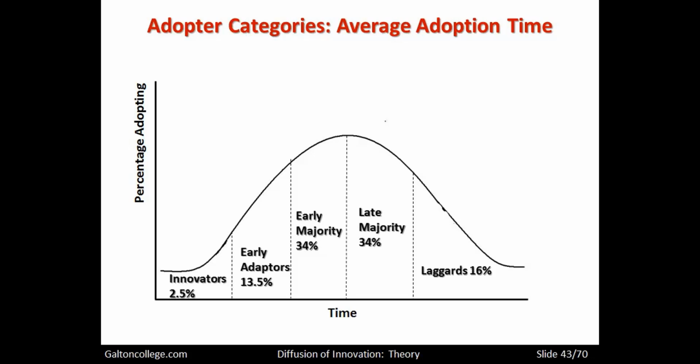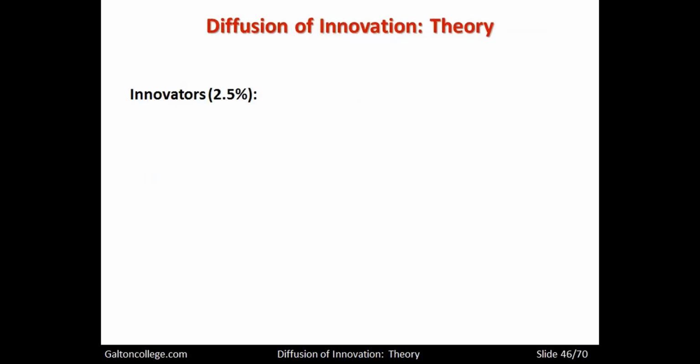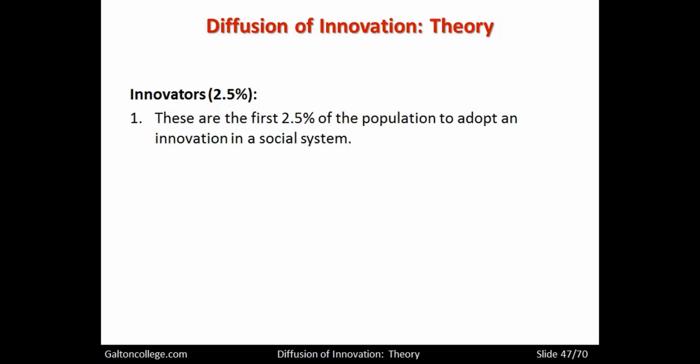Let's look at the various categories in a little bit more detail. We'll start with the innovators. It's said that around 2.5% of the population will be innovators.